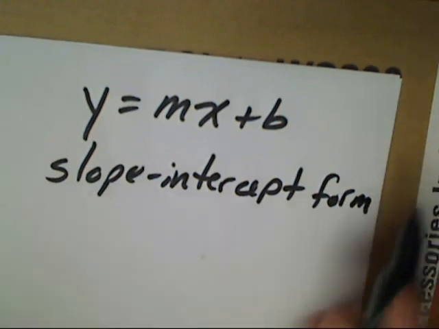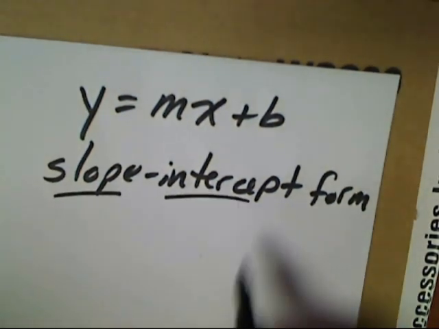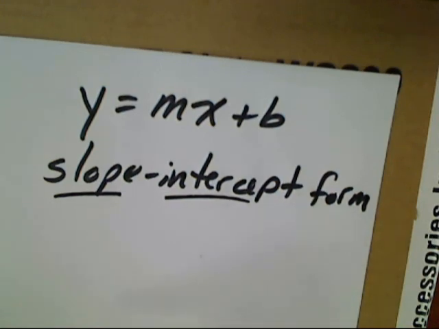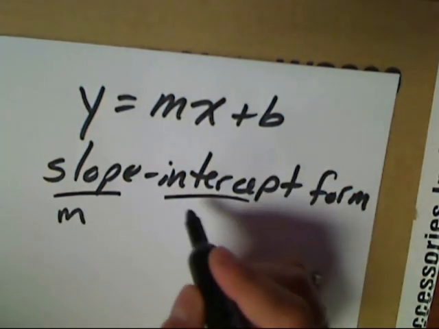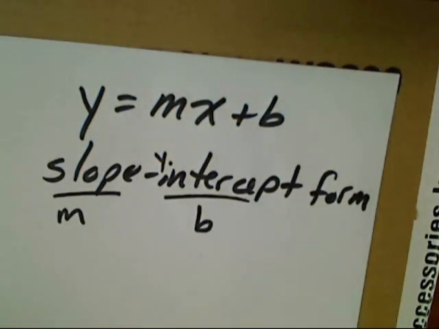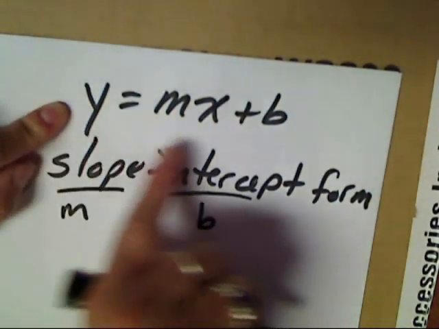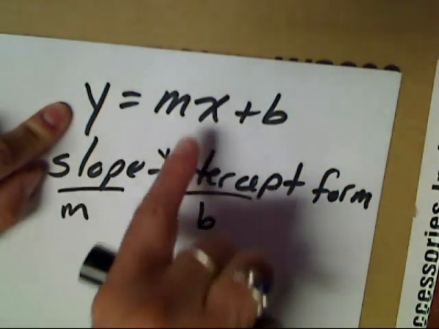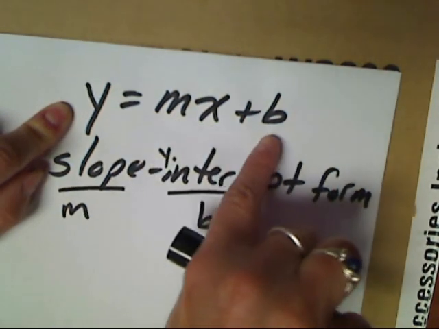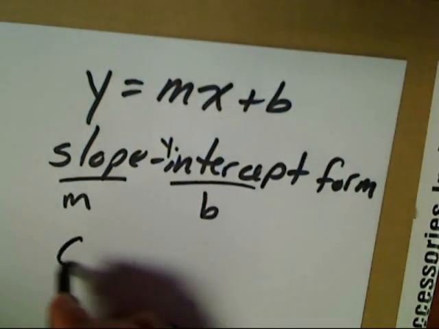It's called the slope-intercept form because it tells us the slope and it tells us the y-intercept. Thus, it's called the slope-intercept form. The slope is m and the y-intercept is b. So whenever you have y all by itself on one side of the equal sign and all this other stuff on the other side, the number in front of x is your slope and the number by itself, or the constant, is the y-intercept.